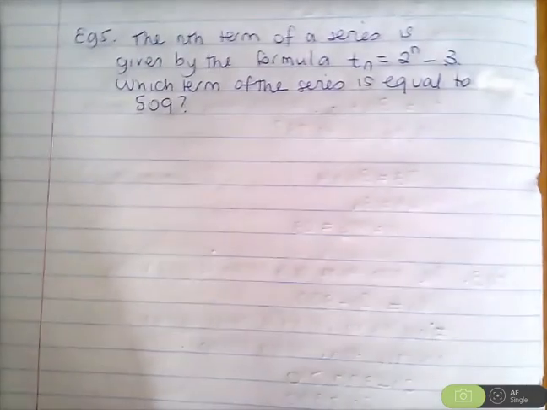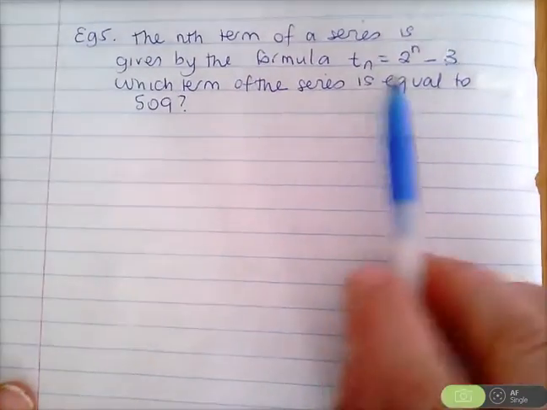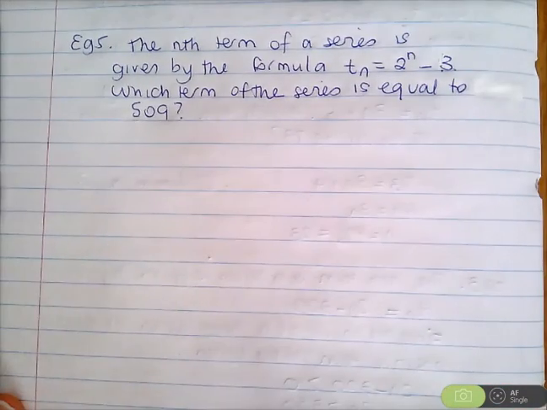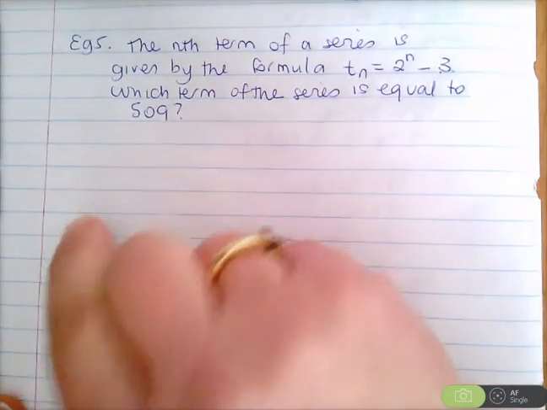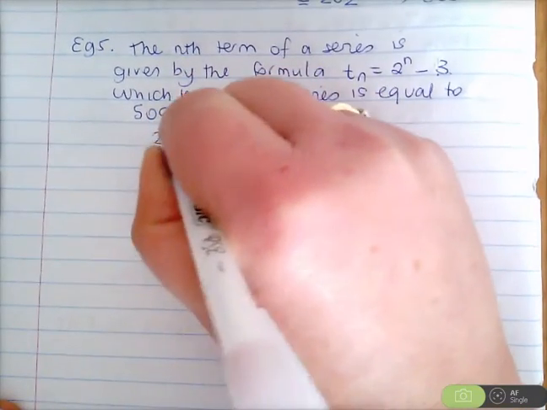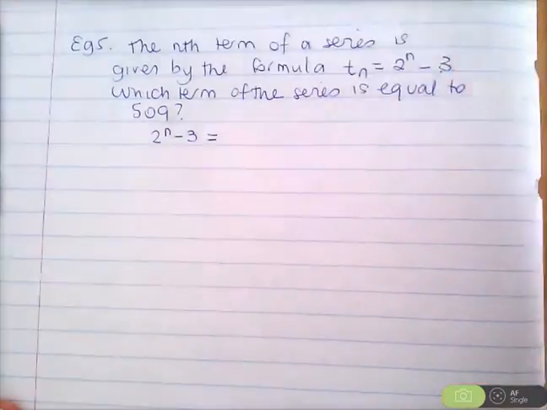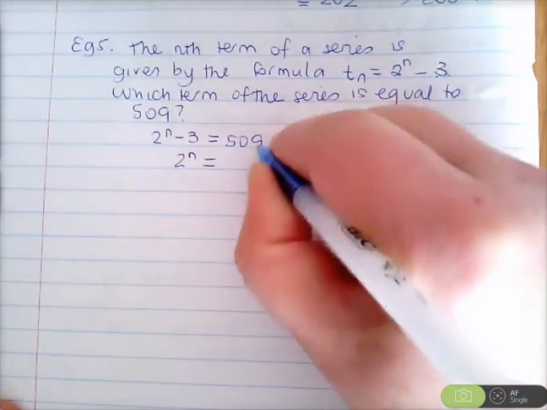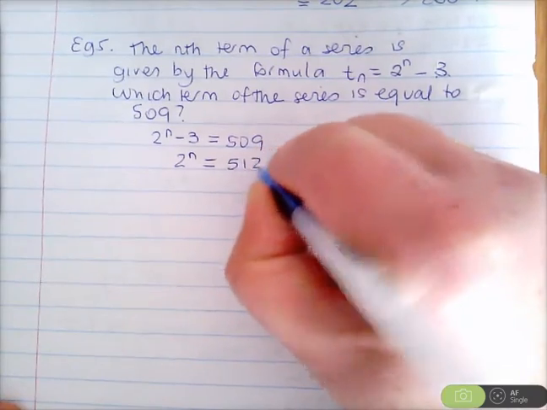Example here: the nth term of a series is given by the formula Tn equals 2 to the power of n minus 3. Which term of the series is equal to 509? So we've got Tn, so Tn is 2 to the power of n minus 3 is equal to 509. That means 2 to the power of n equals 509 plus 3, which is 512.